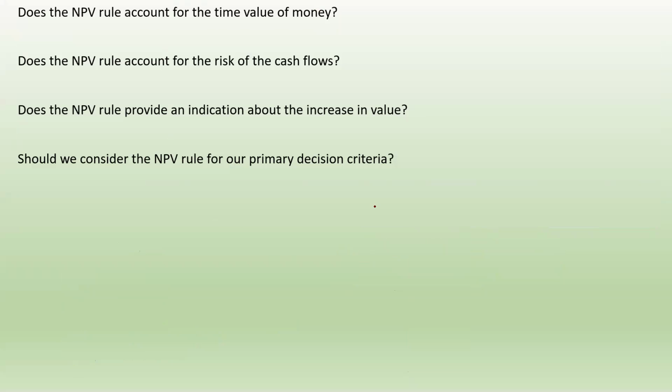So here is a summary of NPV rules. Do NPV rules account for the time value of money? Yes, because we discount all the cash flows to today's value. Do NPV rules account for the risk of the cash flows? Yes, because we discount by the weighted average cost of capital, and this weighted average cost of capital measures the risk of the project.